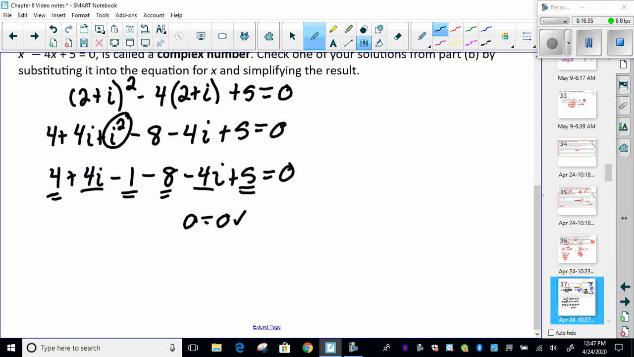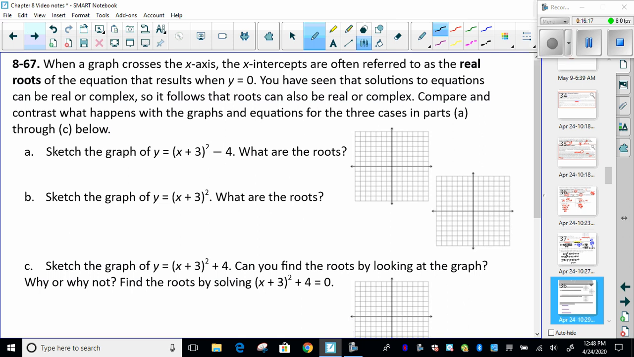So just a quick check showing how you can check complex numbers and even just working with complex numbers. We treat i as if it's a variable. It does have an algebraic number, but we do treat it like it is a variable.